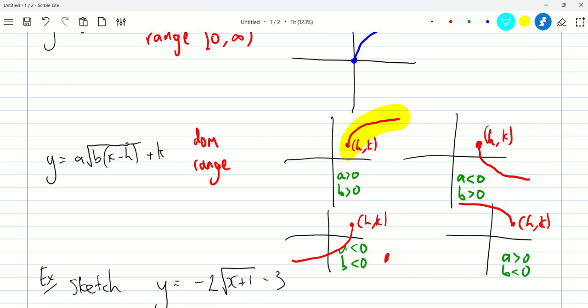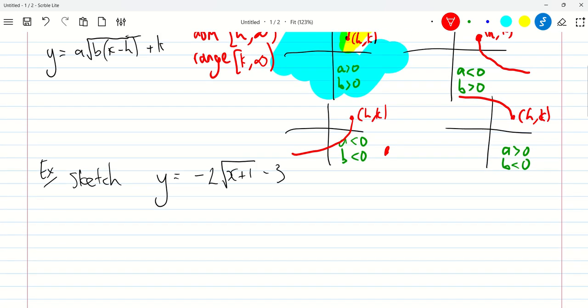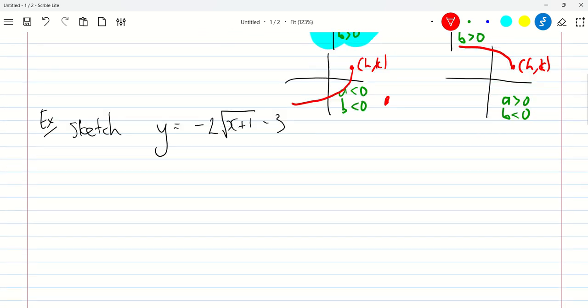So just going back to this function, what's the domain and range for that one? The domain will be starting from H and going to infinity, and the range is starting from K going to infinity as well. Okay, hopefully that makes sense. That's what the functions look like. And so let's have a look at an example here.